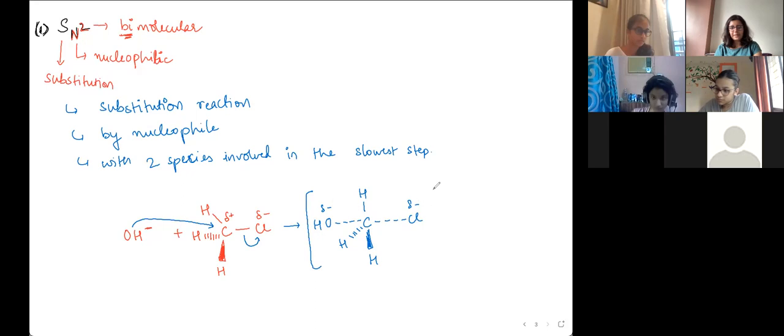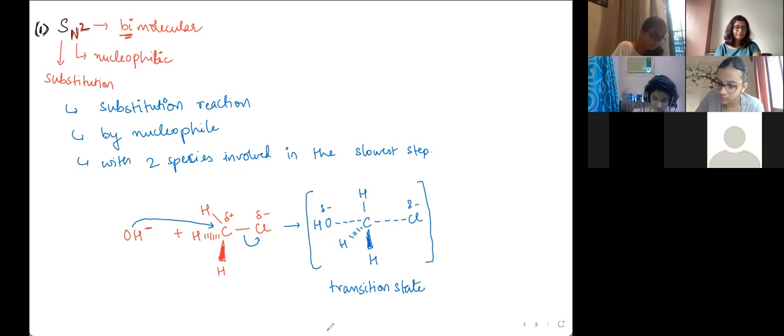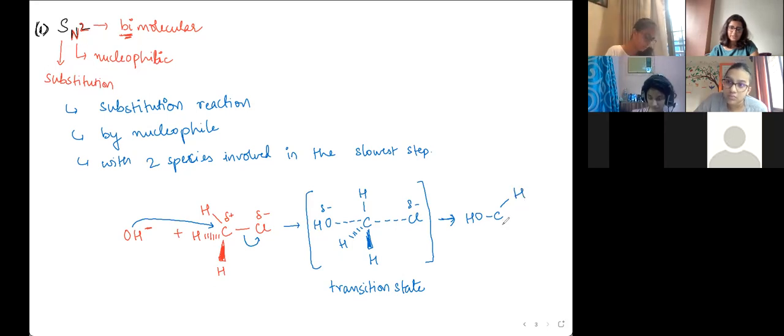So put this in square brackets to show that this is the intermediate. You call this the transition state because it is exactly in between reactant and product. Then as the reaction progresses, whatever started here will continue. So here it will become OH. Now because you have the oxygen atom forming here, this is going to push the three hydrogens the other way around. So this hydrogen will be here, this will be formed over here, and this will be formed towards the back.